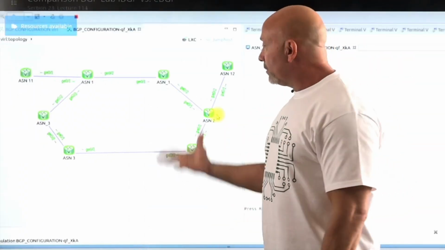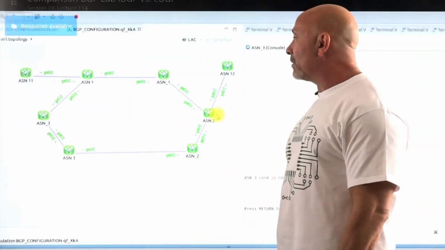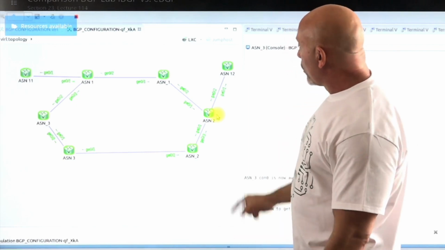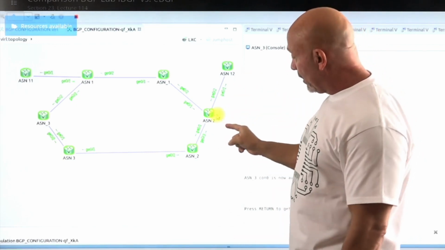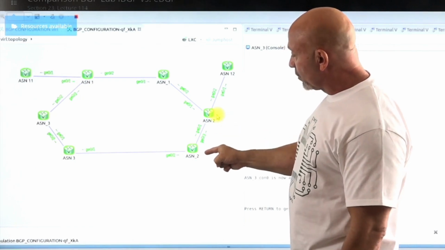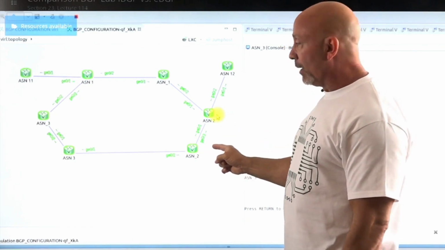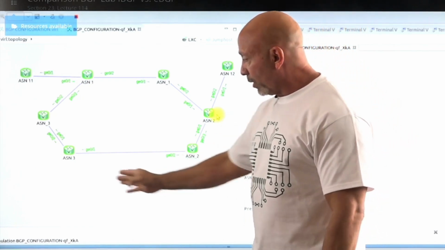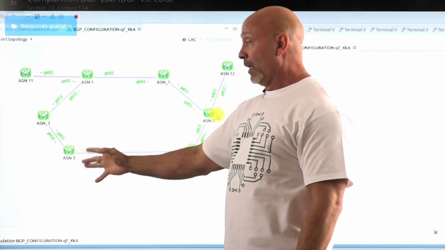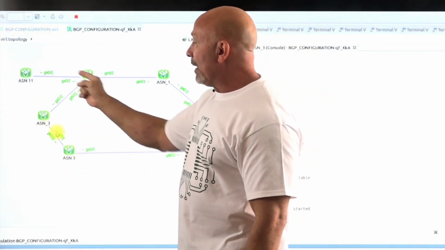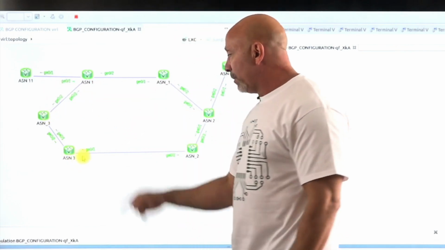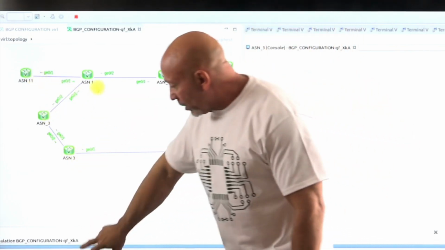Hey everyone, here's your lab. Here we're talking about autonomous system paths. Going from autonomous system 12 to autonomous system 2, that's eBGP. Autonomous system 2 to autonomous system 2, that's iBGP. You have autonomous system 2 to autonomous system 3, eBGP, iBGP, eBGP, eBGP, iBGP. That's all there is to that.